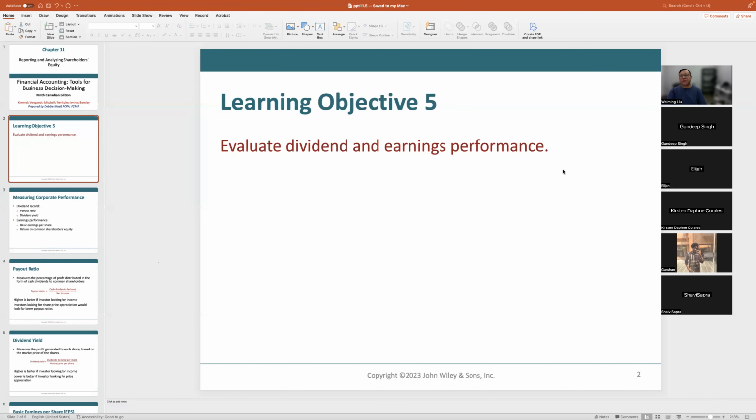Okay. So this is learning objective number 5 from chapter 11. The objective is to evaluate dividend and earnings performance. We want to see how the company is doing. Is the company profitable? Are they doing okay? One way to check the performance is to evaluate dividend and earnings performance.